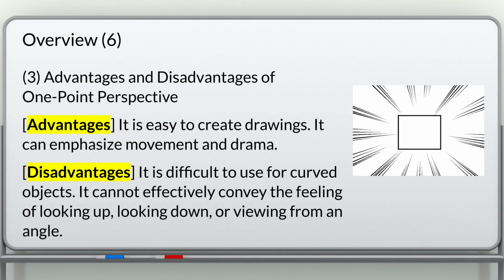Let's take a look at the advantages and disadvantages of one-point perspective. First, here are the advantages. It is easy to create drawings using one-point perspective. It can also emphasize a sense of movement and dramatic effect. Next, here are the disadvantages. It is difficult to use for curved objects. It cannot effectively convey the feeling of looking up, looking down, or viewing from an angle.